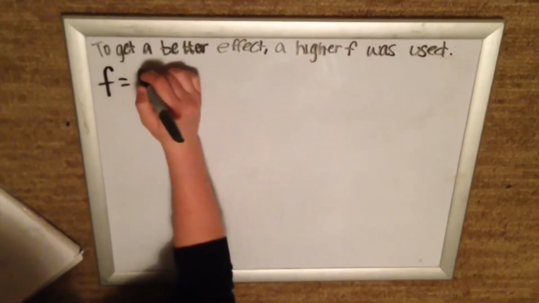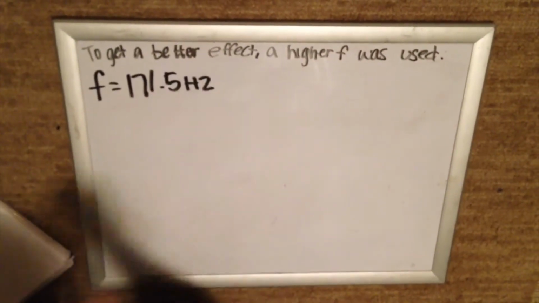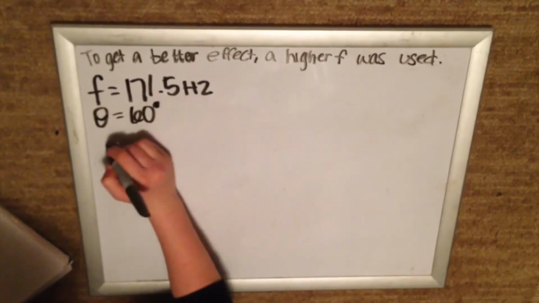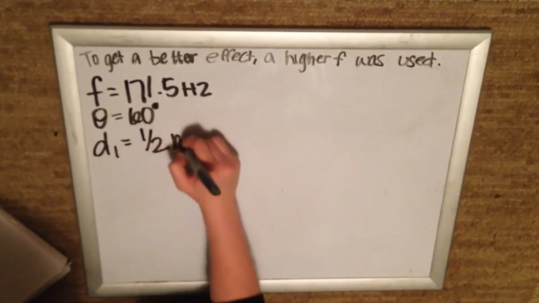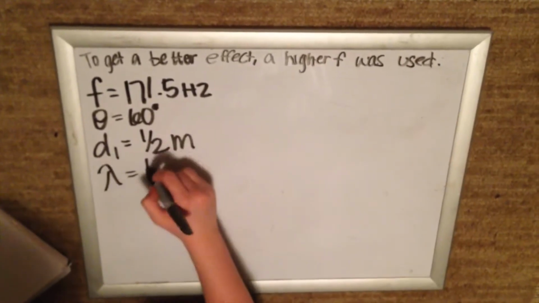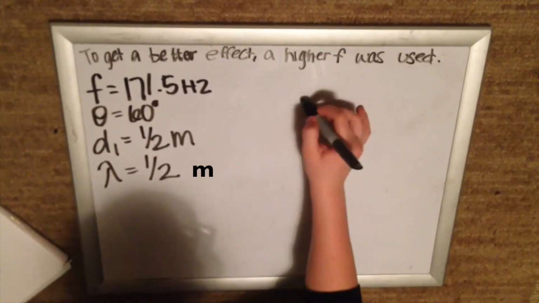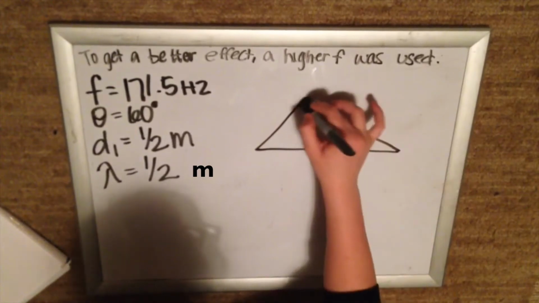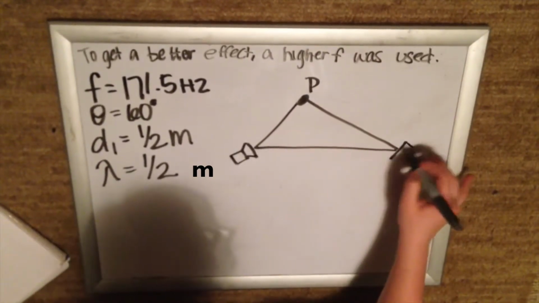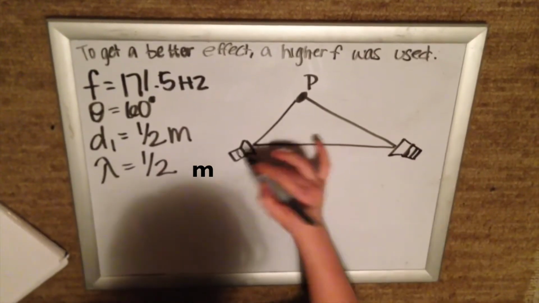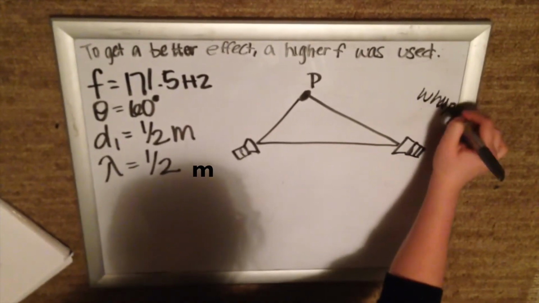The information we're given is that the frequency is going to be 171.5 hertz, the theta is going to be 60 degrees, and the distance between the first speaker and the point will be 1/2 meters, and the wavelength is going to be 1/2 meters. The picture representation is going to be a triangle where point P is where you're recording at, the first speaker, and the second speaker. Also, I can't draw, sorry.